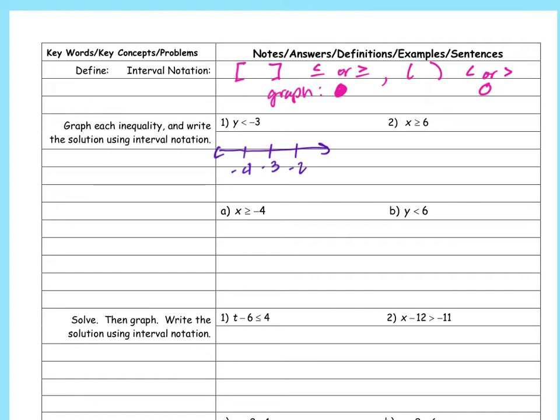Because it's less than, it's going to be open. Yeah, good. Because it's less than, it's going to be open. Thank you for talking to me so I don't feel like I'm talking to myself.